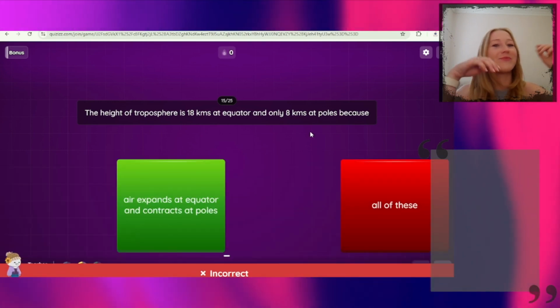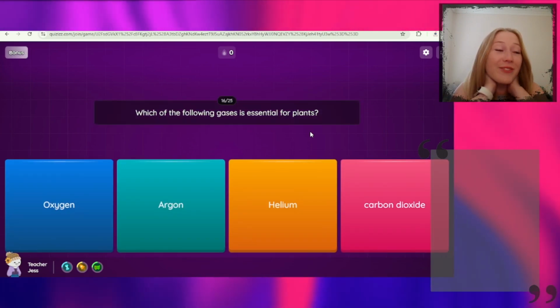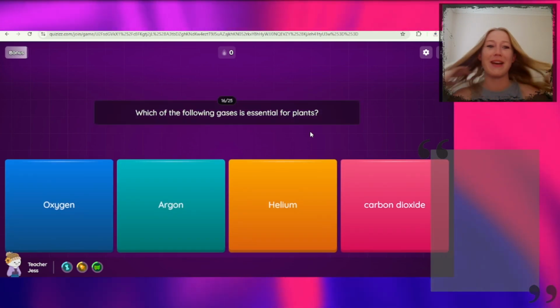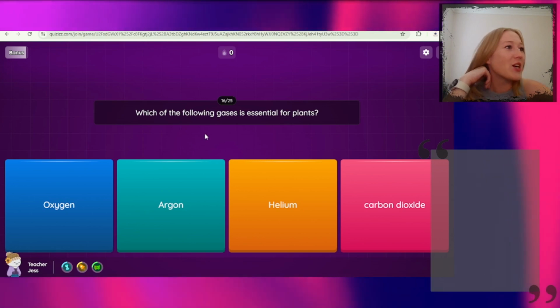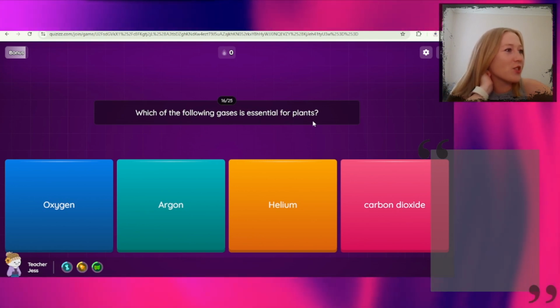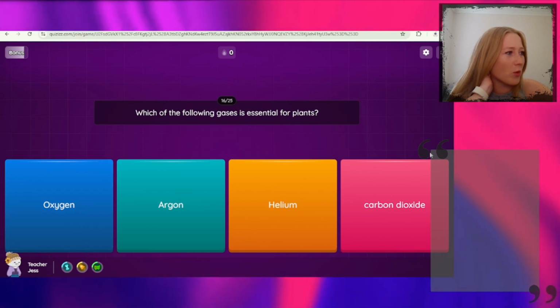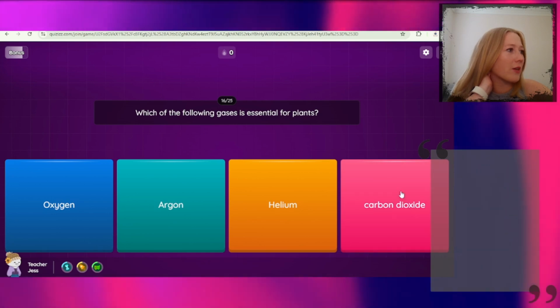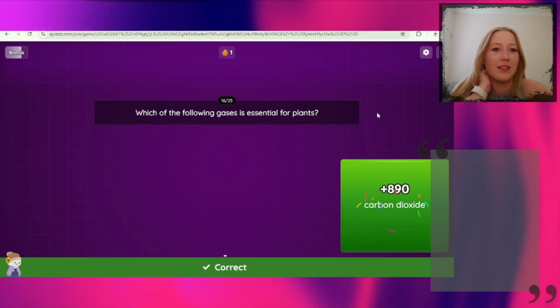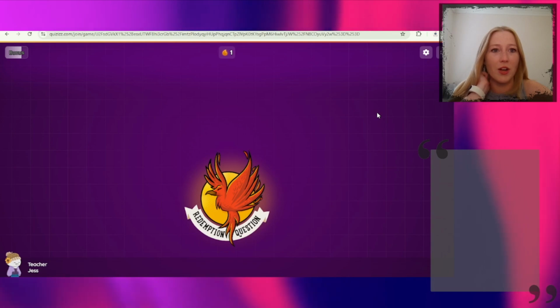No. Okay. This is bad. Which of the following gases is essential for plants? Can I select more than one? Okay, I'm going to say carbon dioxide. I feel like, yeah. Plants also need oxygen.